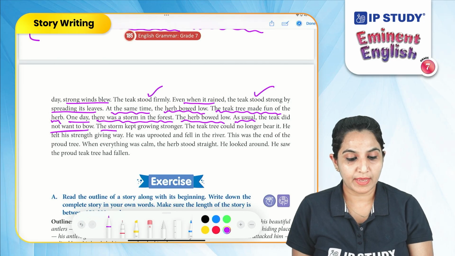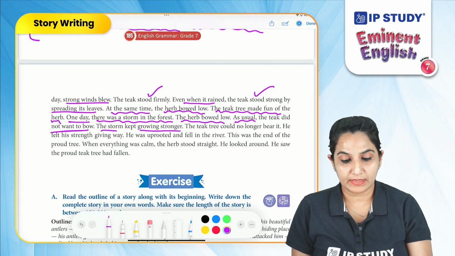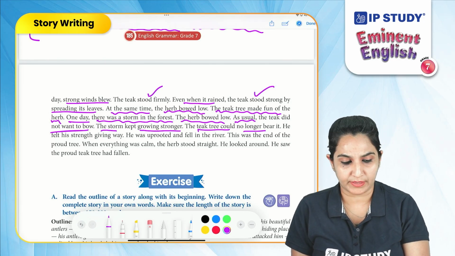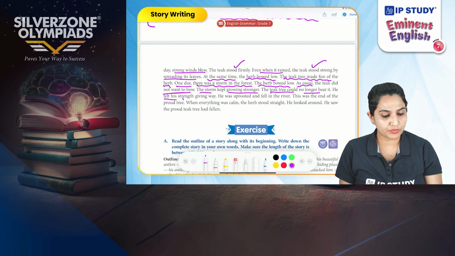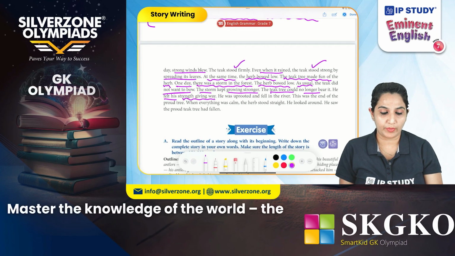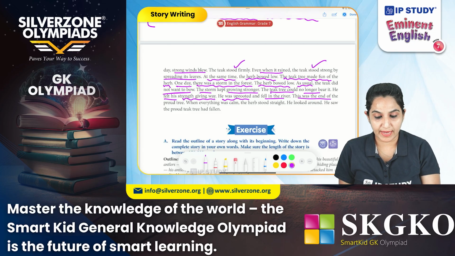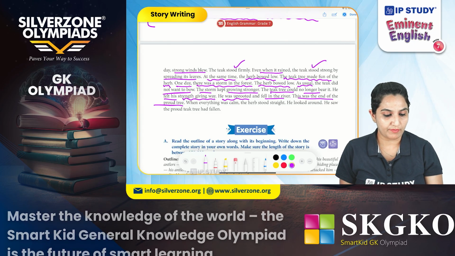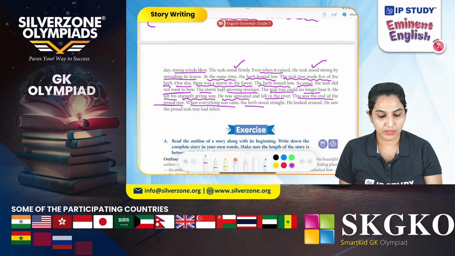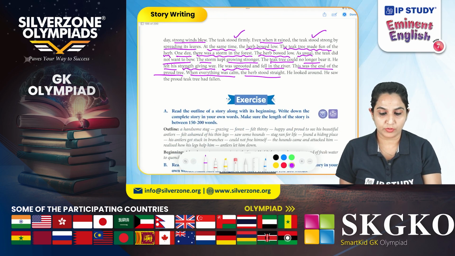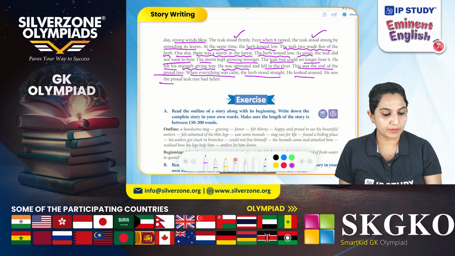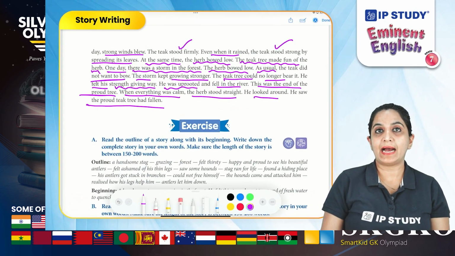The storm kept growing stronger. The teak tree could no longer bear it. He felt his strength was giving away. He was uprooted and fell in the river. This was the end of the proud tree. When everything was calm, the herb stood straight. He looked around. He saw the proud teak tree had fallen.